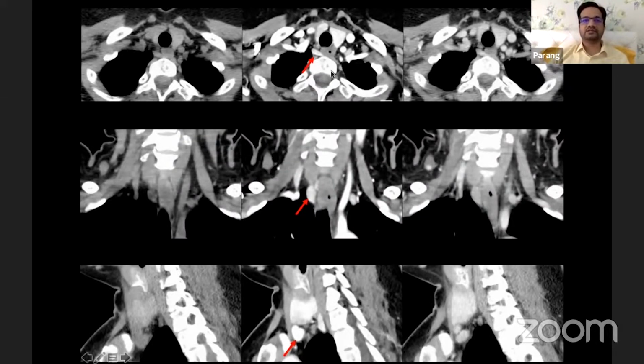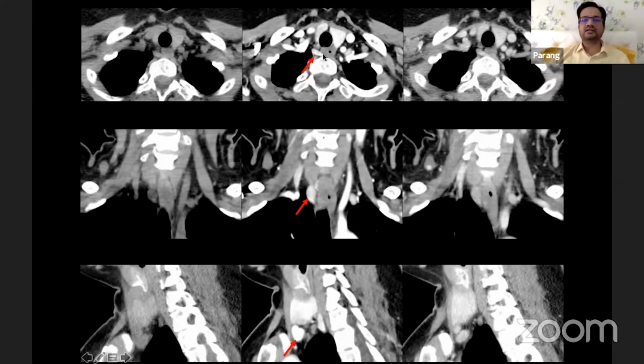You have on the top panel all the axial sections. That is how the CT is acquired. And these are the coronal and sagittal reconstructions in each phase. So the left panel is the plain phase in all three planes. The middle panel is the arterial phase in all three planes. And the right panel is the delayed phase in all three planes. So when you put all these three together, you can accurately localize and diagnose parathyroid adenoma.